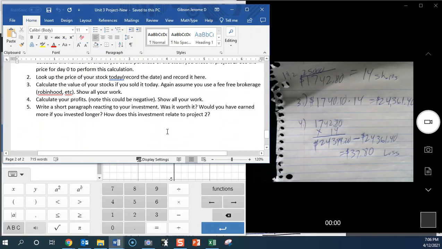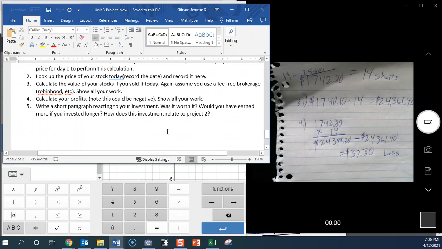So now, they said write a short paragraph reacting to your investment. Was it worth it? Would you have earned more if you invested longer? How does this investment relate to project 2? And then you will have to answer all those questions on your own. So that's basically what project 3 was all about.